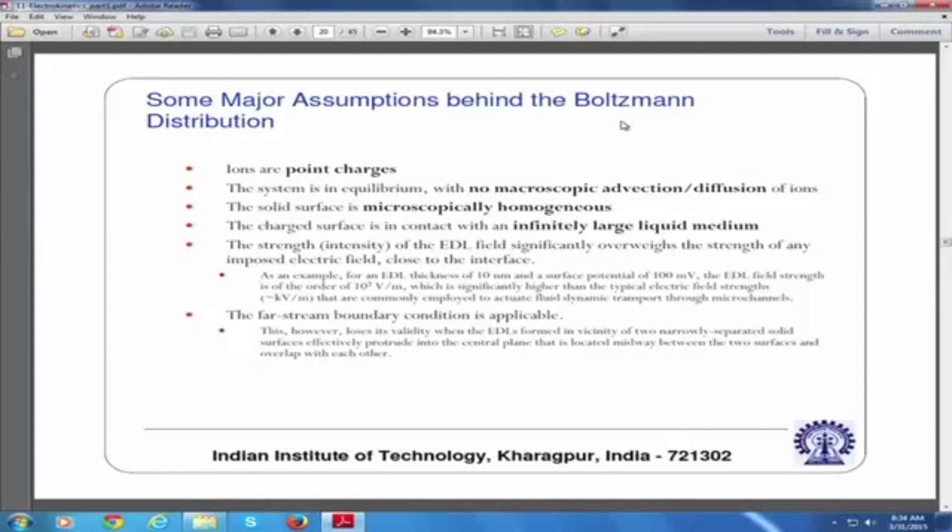So, what will be the modification in that situation? A simple modification: at the channel center line you cannot consider psi equal to 0. You have to consider psi equal to some psi c at the channel center line, which will come from other constraints, that is, what would be psi c.